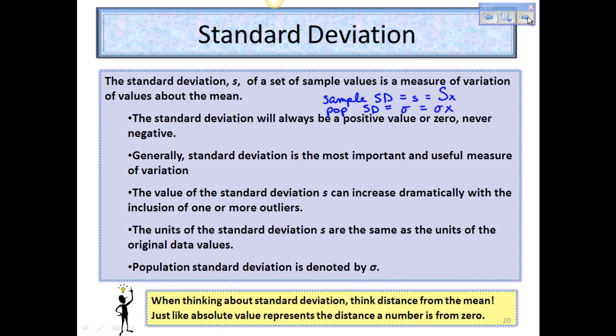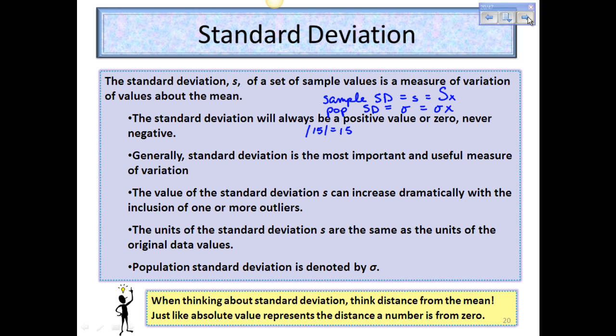When thinking about standard deviation, think distance from the mean. Just like absolute value represents the distance a number is from 0, standard deviation represents the distance a number is from the mean. So, drawing just within this, if you have the absolute value of a number, say the absolute value of 15, that's 15, correct? Absolute value is always positive.